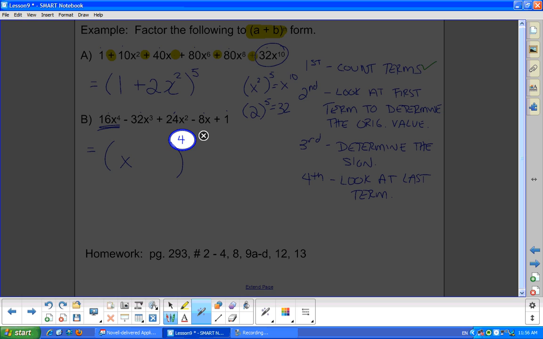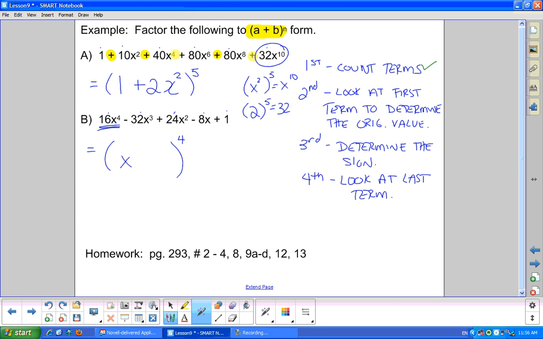Okay, so x to the 4th, but now there's a number in front as well. So we're asking ourselves, what number to the exponent 4 is 16? Again, trial and error with the calculator, or some people will see right away that it's a 2. So the first term in this expansion is 2x. Next, we look at the sign. Now it's alternating. All you need to know, if it's alternating, it must be subtraction. If it's all the same, it must be adding.